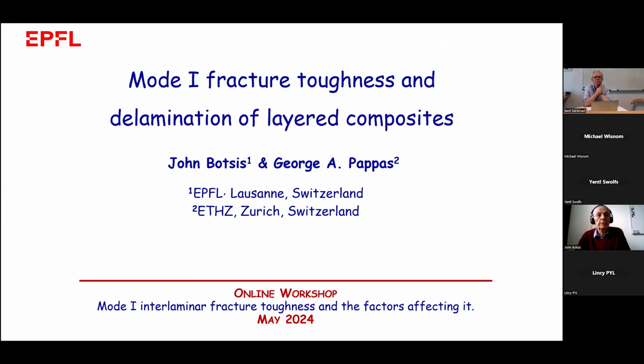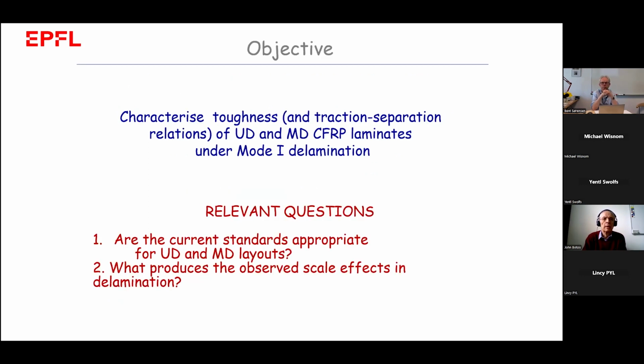I will be talking to you today about mode one fracture toughness and delamination of layered composites. I will limit myself to initiation rather than identification of bridging tractions, etc. This work has been published anyway, so those interested can look at the references in each slide. I would also like to acknowledge the contribution of George A. Pappas in this work. The objective of our work throughout the years is to characterize toughness and traction separation relations of UD and MD carbon fiber laminates in mode one.